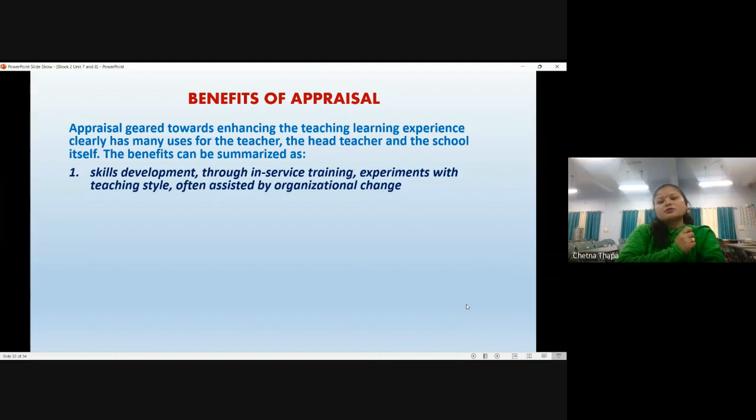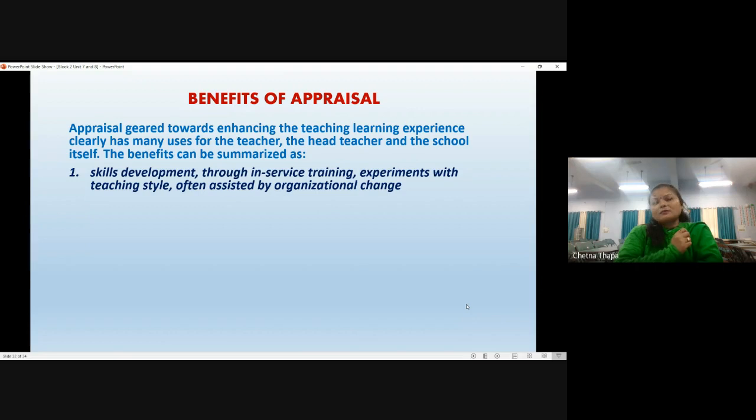staff appraisal. The key goal of staff appraisal is not to criticize the individual on his lacking or weaknesses, but to focus on the development of the staff. So basically, when we have gone through the appraisal of the staff, we can develop the skills of the individual staff members, and that too through an in-service training program.